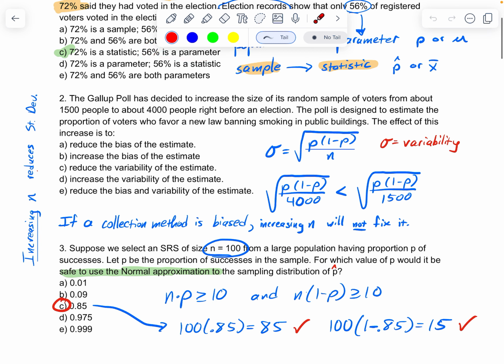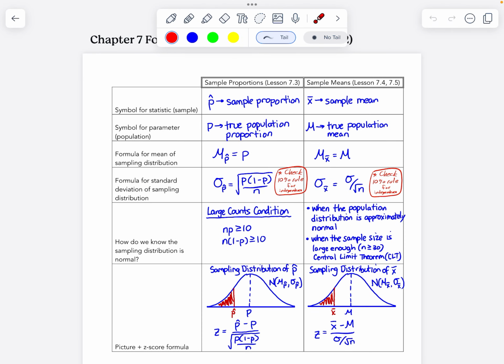2. The Gallup poll increased the size of the sample from 1,500 to 4,000. The effect of this increase in sample size is to do what? You have answers about bias and variability. Variability is spread. You should immediately think of standard deviation and look for this formula on your cheat sheet right here, because proportions, standard deviation, boom, right there.